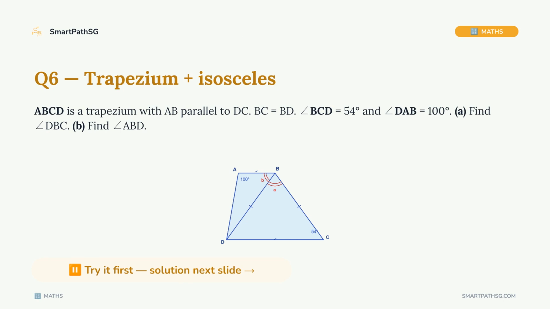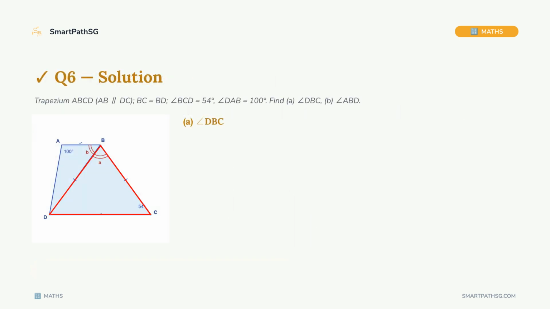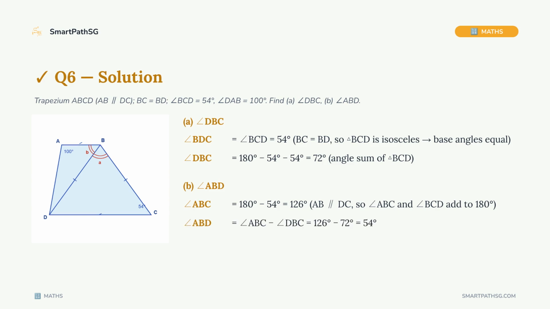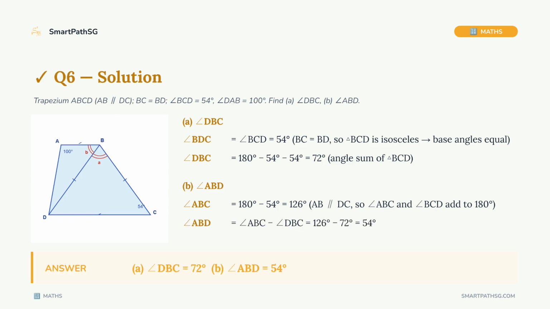Question 6. ABCD is a trapezium with AB parallel to DC. BC equals BD. Angle BCD equals 54 degrees and angle DAB equals 100 degrees. Find A, angle DBC, and B, angle ABD. Triangle BCD is isosceles, so angle BDC equals 54, and apex angle DBC is 180 minus 54 minus 54, so the answer is 72 degrees. For part B, angle ABC is co-interior with angle BCD, so it is 180 minus 54, which is 126 degrees. Then angle ABD is 126 minus 72, which gives us the answer 54 degrees.